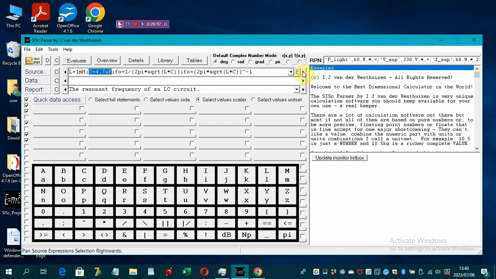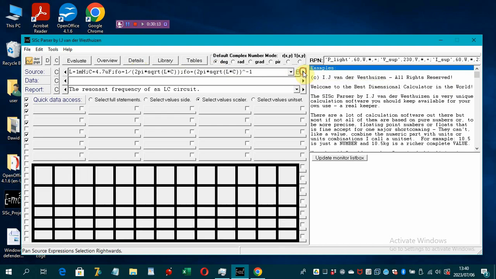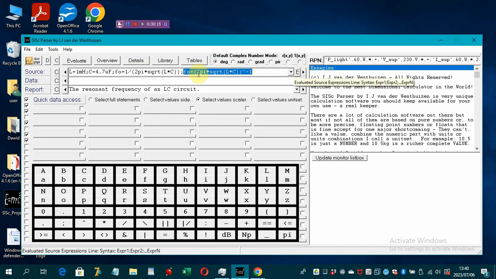And we have two alternative ways that actually mean the same to calculate FO. So L is 1 millihenry, C is 4.7 microfarad, FO is 1 over, in parentheses, 2 pi times the square root of L times C. And if you say 1 over something, you can also, in that second case, leave that 1 over out and replace it with to the power of -1. That means exactly the same.